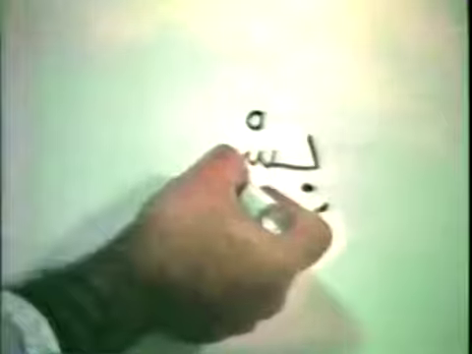And then the letter mim that looks like this at the end of the word, and we put a kasra under it. This becomes bismi. See? Bismi. You should be able to read it now. You probably even know the meaning of this word. Bismi, in the name of.